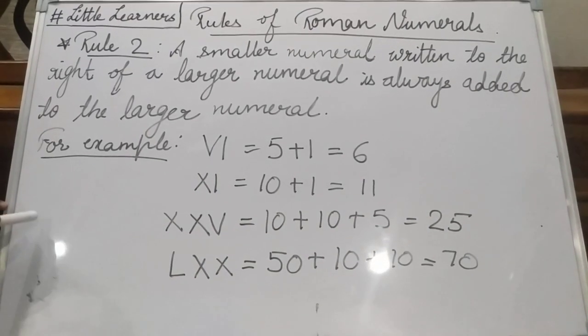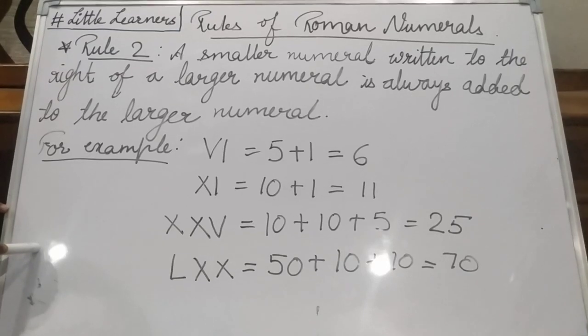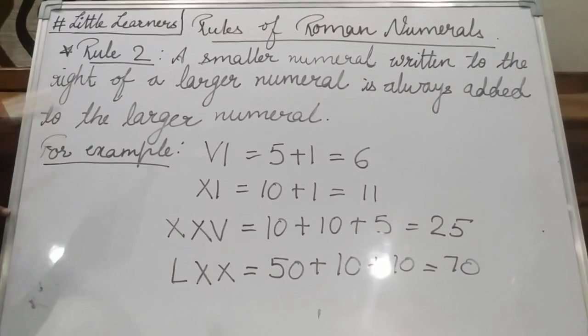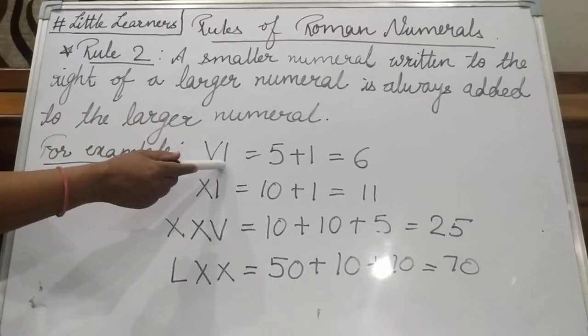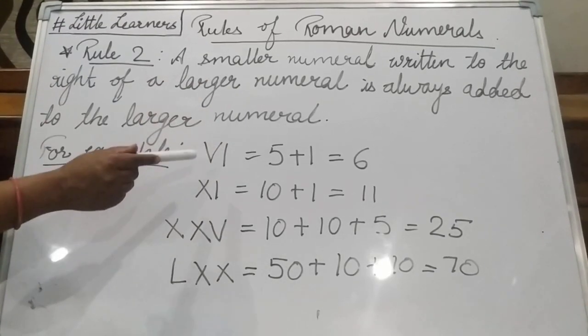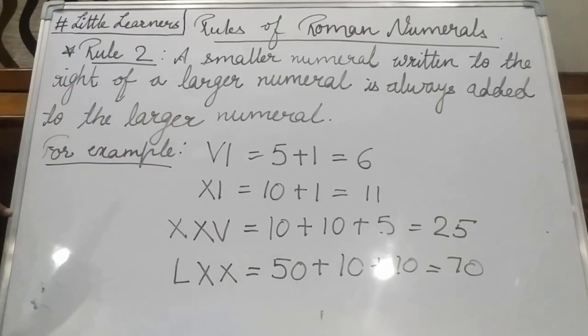So children, in rule number 2, we have to take care that whenever a smaller numeral is written on the right hand side of the bigger numeral, that means we have to add them.